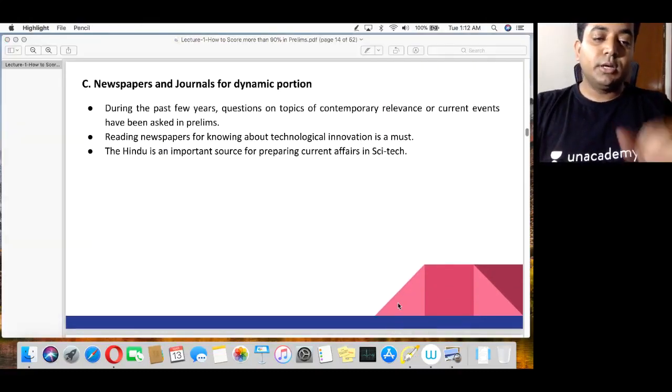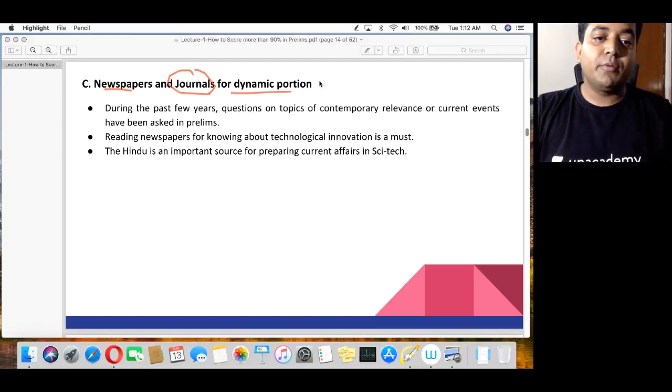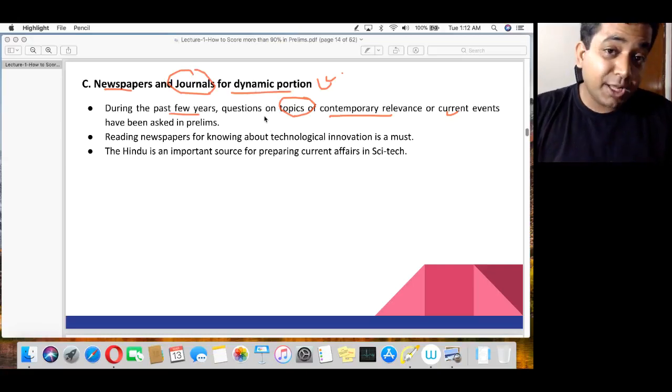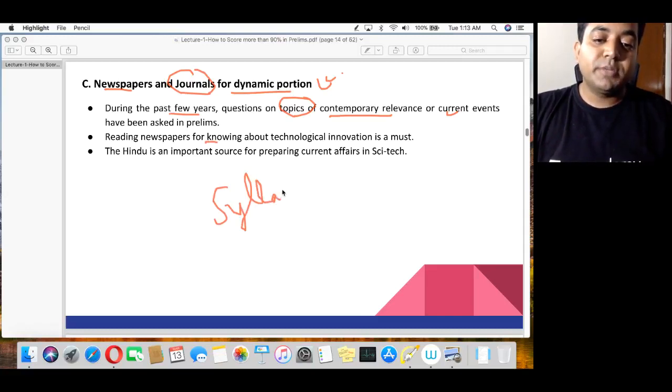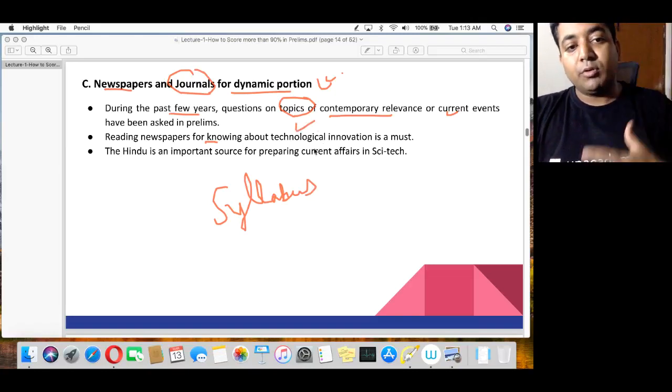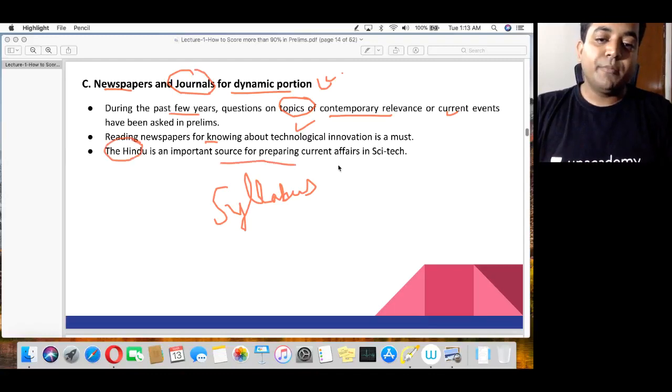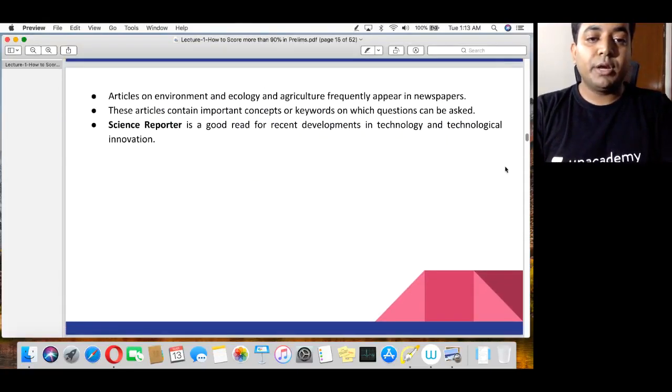Then let us talk about the newspapers and journals for the dynamic portion. During the past few years, questions on topics of contemporary relevance or current events have been asked. As I am harping a lot, a lot of questions are going to be asked in current affairs. So you have to read newspapers, but be focused on the syllabus, especially the main syllabus if you don't know anything. So technological innovation, on those domains only. Obviously The Hindu is a very important source for preparing current affairs in science and technology. You can also go through Science Reporter. So all these become very important.